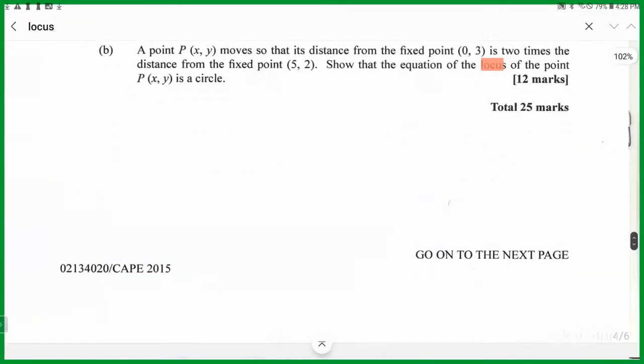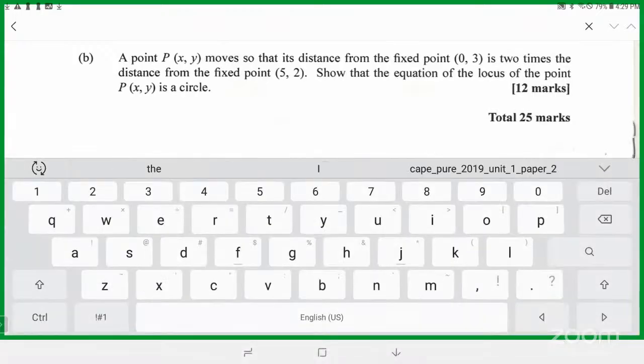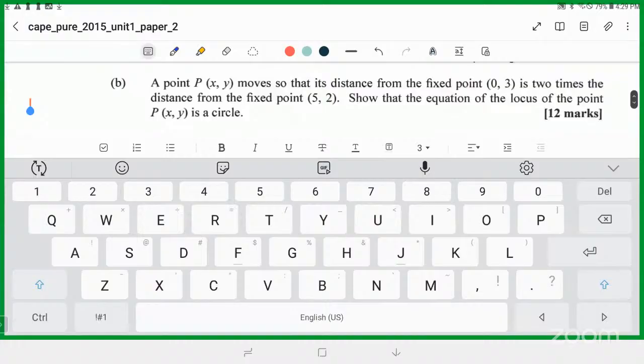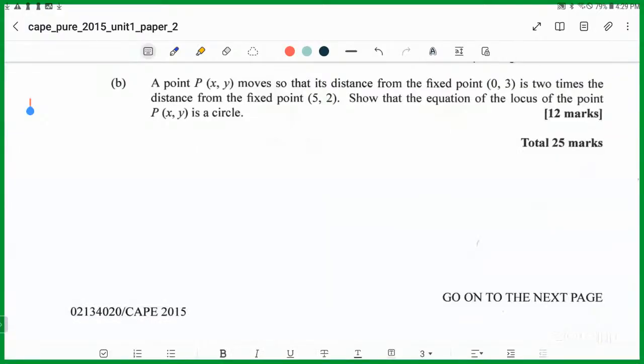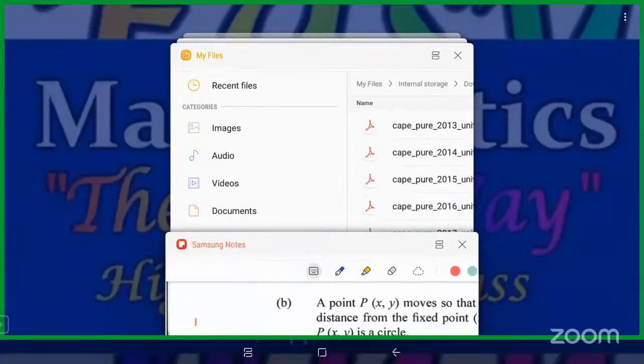Here you go. This one's straightforward. Point P moves such that its distance from a fixed point (0, 3) is twice the distance from a fixed point (5, 2). Show that the equation of the locus is a circle. Alright. Do this one for me. Let me see if there's any other one in 2014. I don't think there's any in 2013. I don't think locus came onto the syllabus first here. Let's set the exam. Try this one for me.